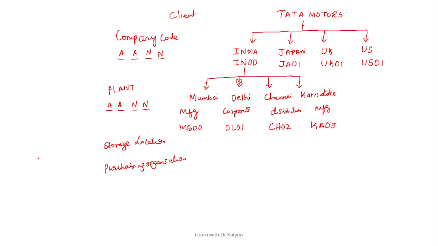These are called as what? Regional level, and the second one is plant level. There are two different types of purchasing organization.